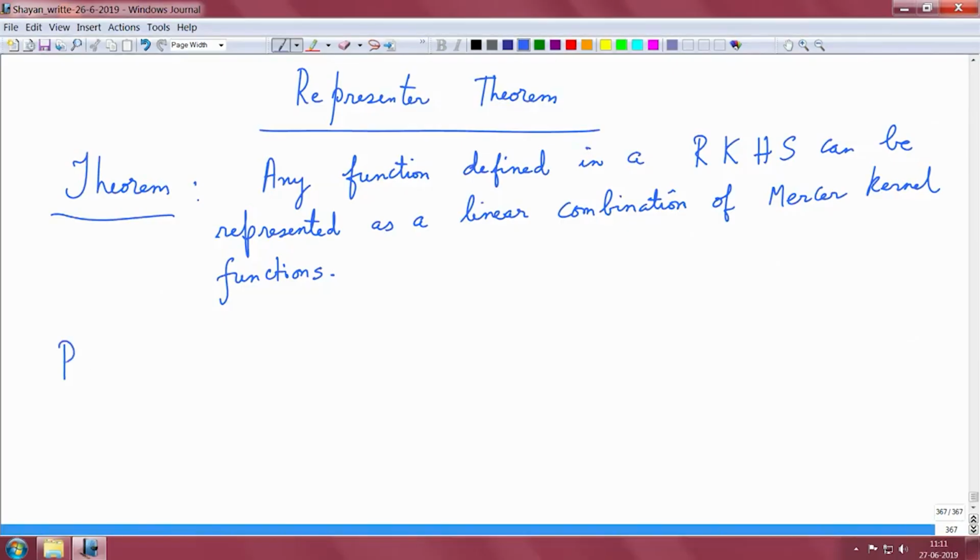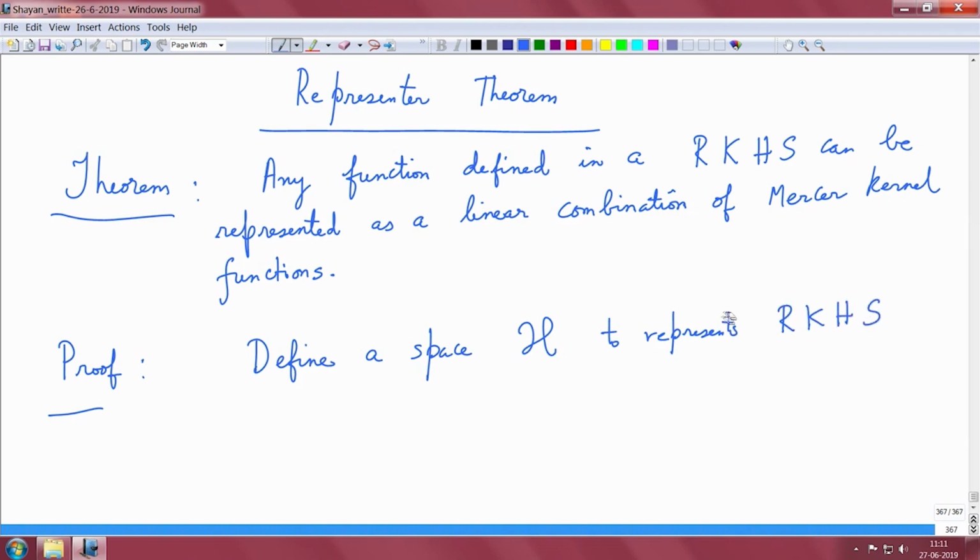Okay. So, the proof begins as follows. Define a space H to represent the reproducing kernel Hilbert space induced by a Mercer kernel, and I call this kernel K acting on some vector x, and this dot indicates it is a data point xi.